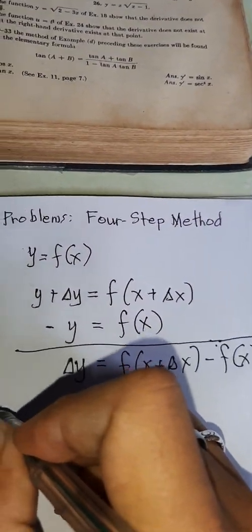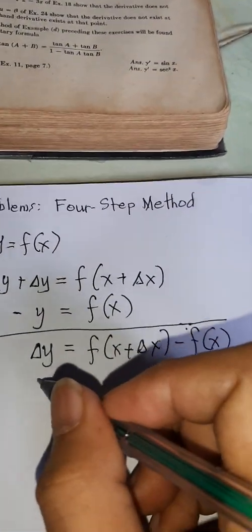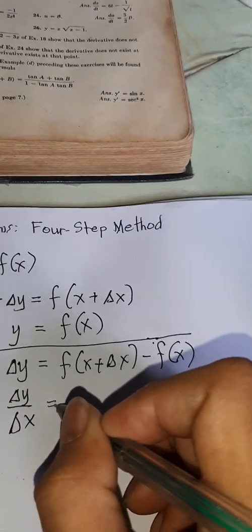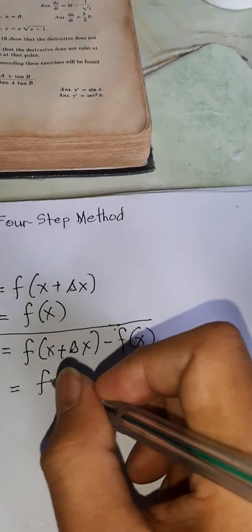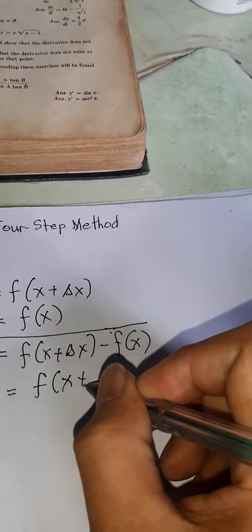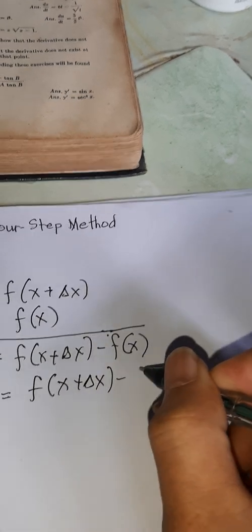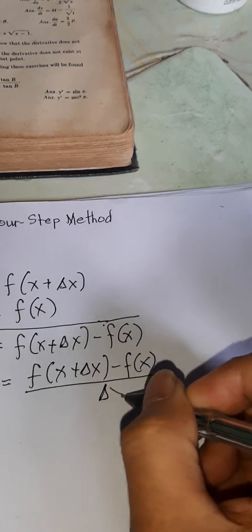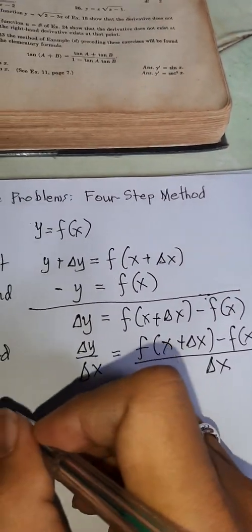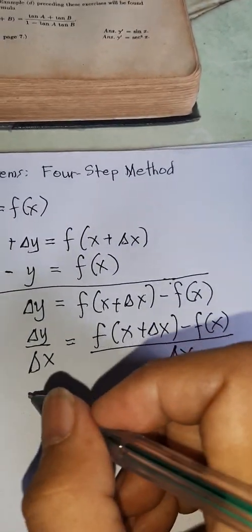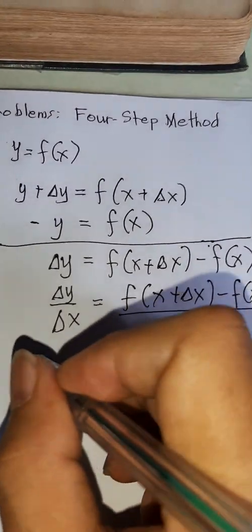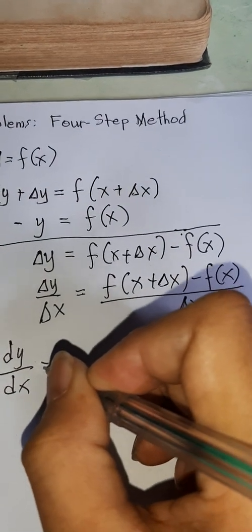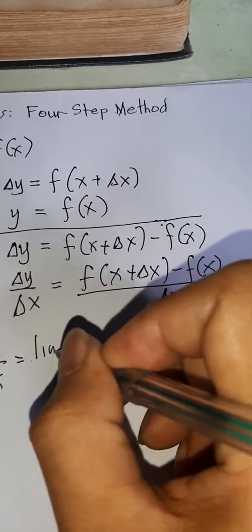And the third step is to divide both sides by delta x. That is delta y over delta x is equal to f of x plus delta x minus f of x divided by delta x. Then simplify. The fourth and the last step is to find the derivative of y with respect to x. That is by simply finding the limit of both sides.